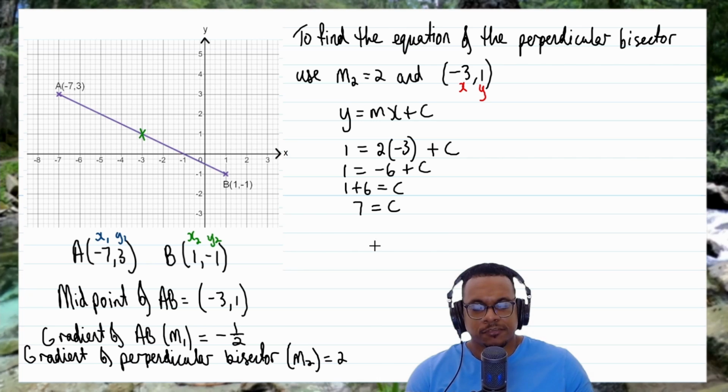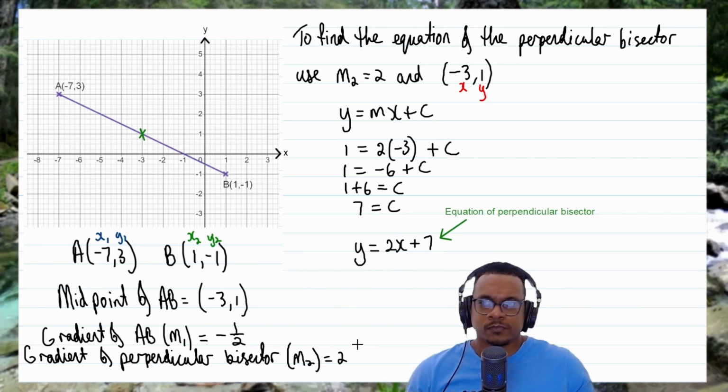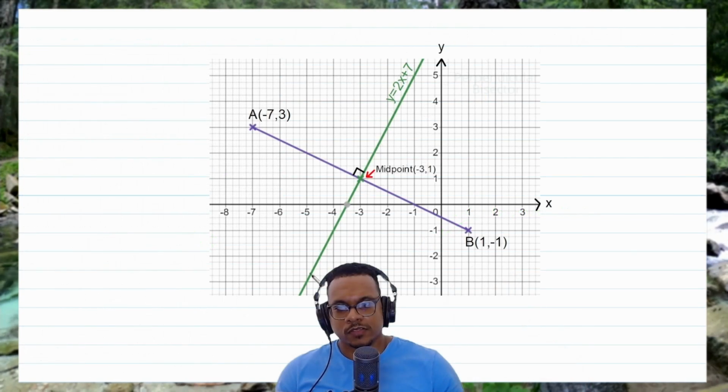So now I can write for my equation of the perpendicular bisector, y is equal to m, and m is 2, x plus c, and c is positive 7. So this here would be the equation of the perpendicular bisector. So here we have the line of the perpendicular bisector, which has equation y is equal to 2x plus 7. You can see it passes through the midpoint, negative 3, 1, and it's at 90 degrees to the line AB.